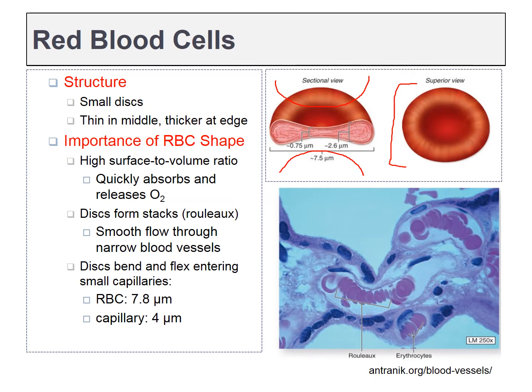This disc shape also allows red blood cells to form stacks as they enter through small capillaries, and because they're skinnier here in the middle, it even allows them to bend in half, which is important because some capillaries are about half the size of a red blood cell. So this allows the cells to bend in half and then snap back to their original shape much more easily. Assuming, of course, we're not talking about somebody with sickle cell anemia, whose red blood cells are more brittle.